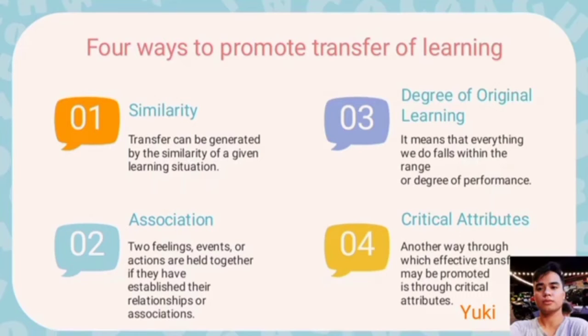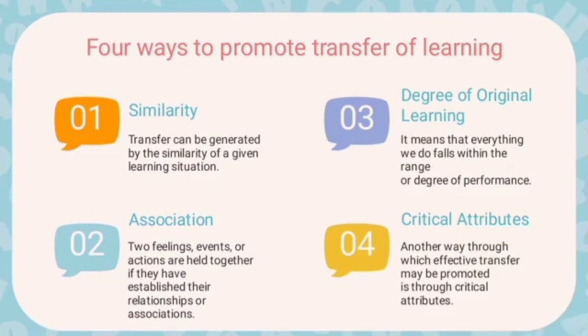Third, degree of learning. It means that everything we do falls within the range or degree of performance. A certain activity may be categorized as easy, average, or difficult. The fourth one, and the last, critical attributes. Another way through which effective transfer may be promoted is through critical attributes. Attributes are qualities or things that are caused by certain circumstances.